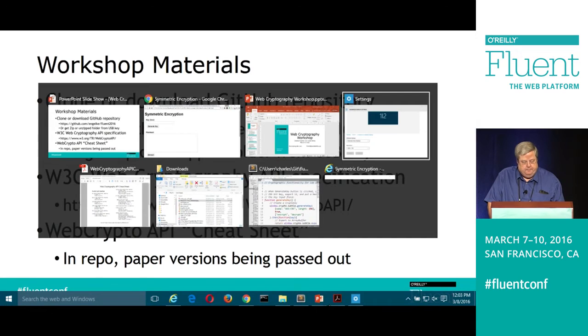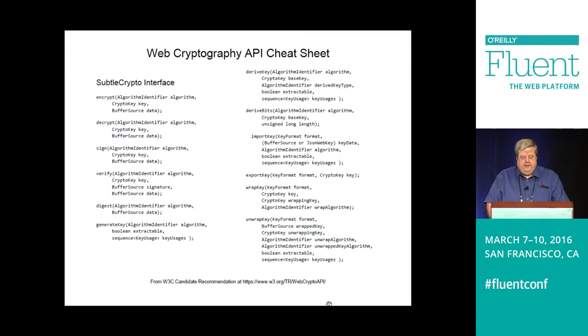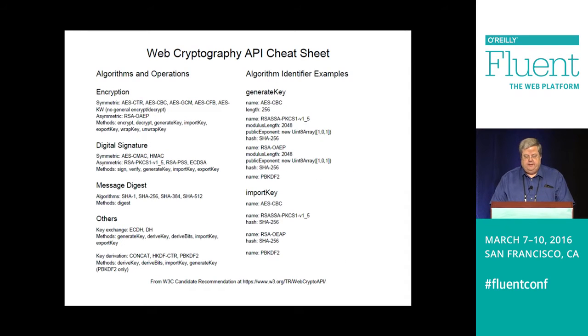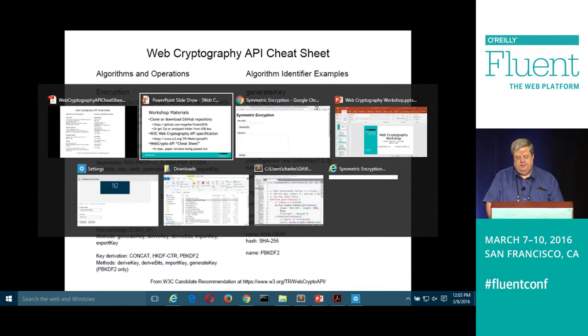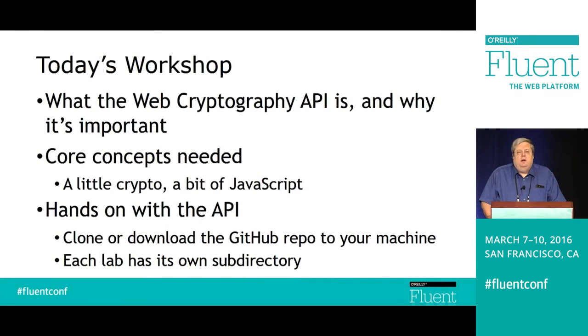So let me bring that up. There we go. The first page lists all of the methods that are in the API along with the parameters they take. The second page tells what kind of algorithms can be done for encryption, signing, digest, and so forth, and some examples of algorithm identifiers. All this stuff is in the actual standard spec, but it can be pretty hard to find. We were going to hand this out on paper, but we didn't get it done before we got here, and we haven't had access to a printer since. So it is on the slide, on the repository folder you've got.